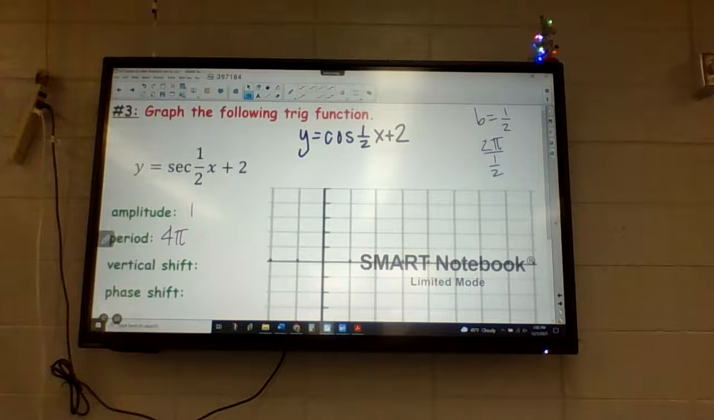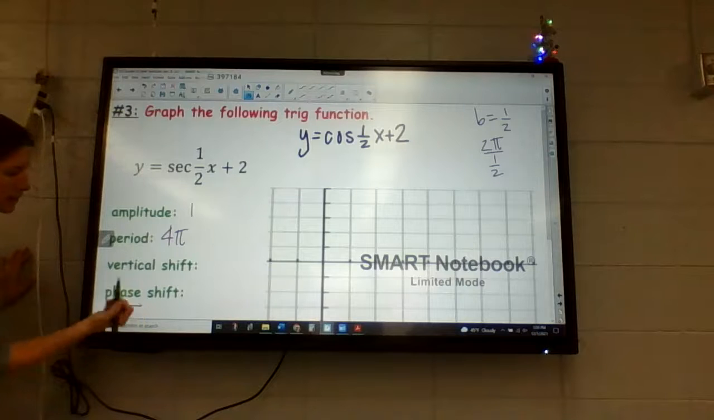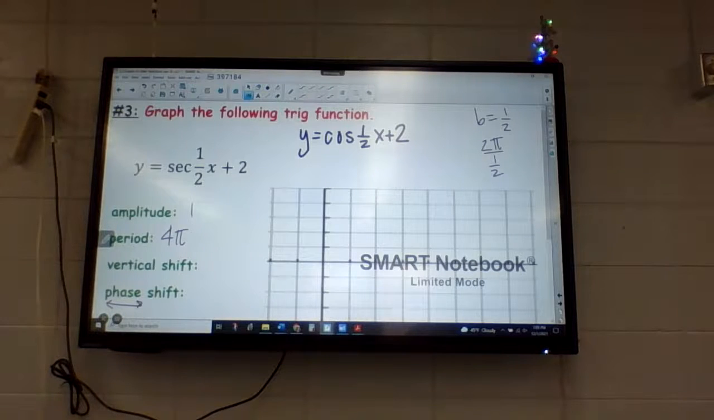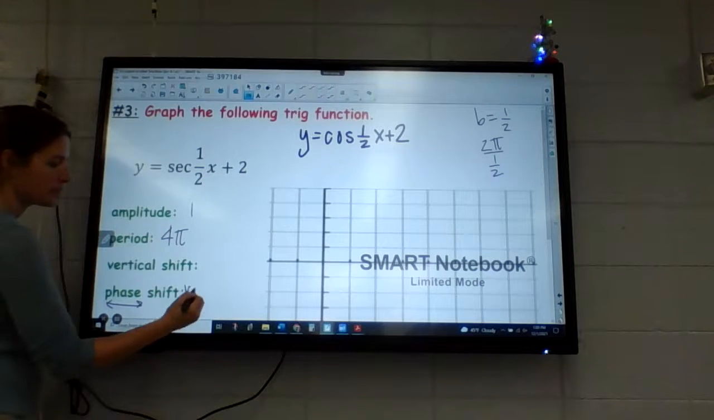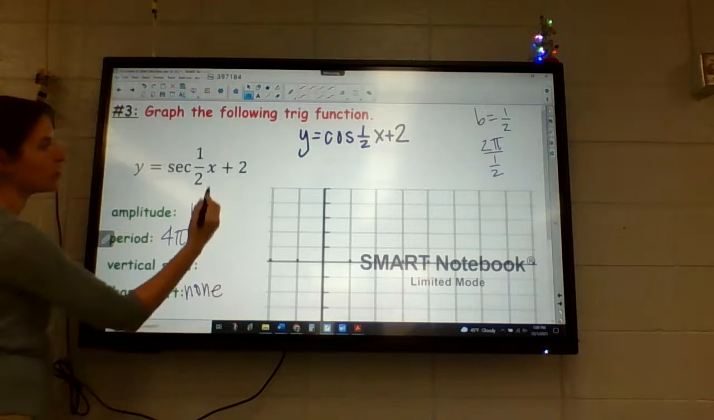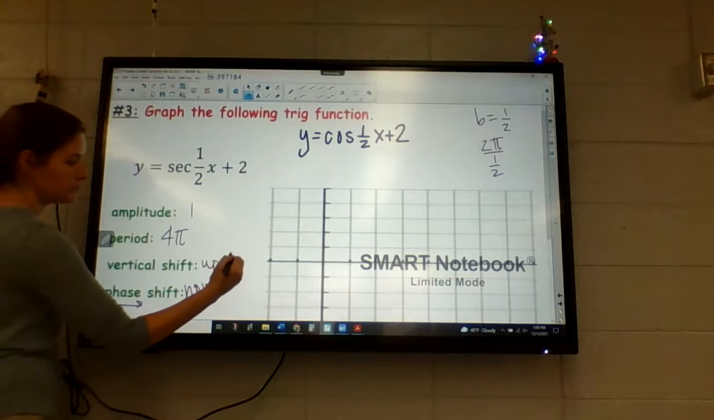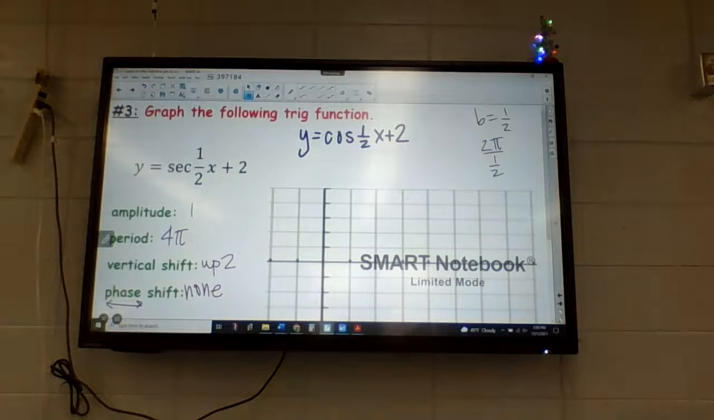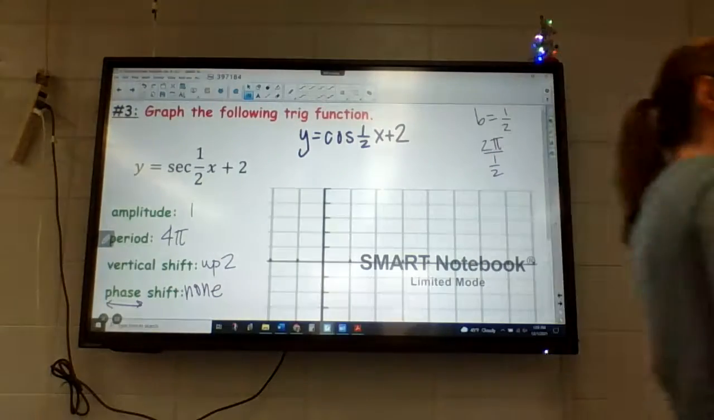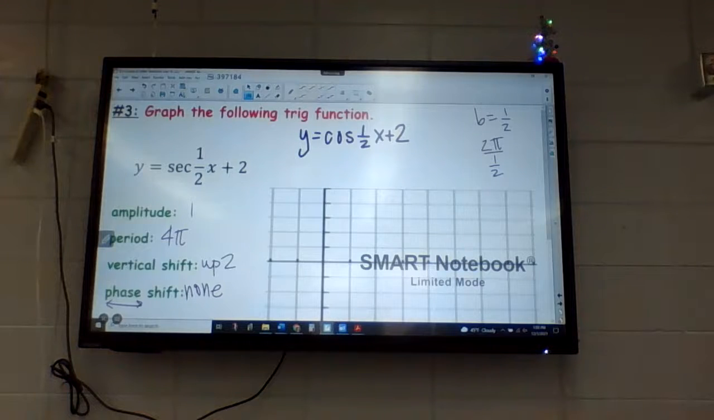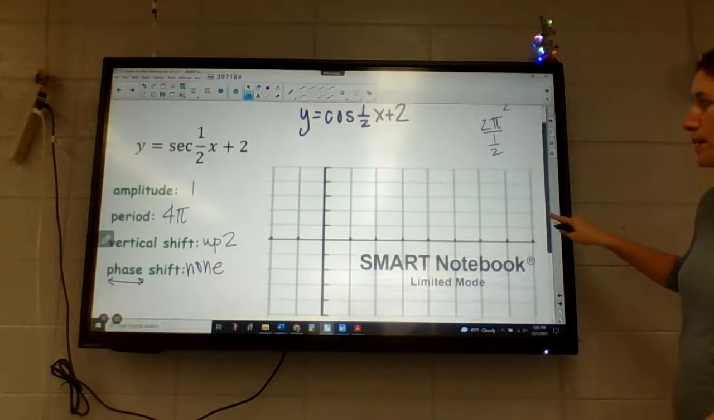And what does the plus 2 do? Oh, and we had talked, the phase shift is the left or right, so sorry. We had used that word once and there's none. So the vertical shift is going to be up 2. So reminder again though, with our cosine, we're going to graph cosine first, and then we will draw our secant in. But I'm probably going to do the full shift and everything right away as well.